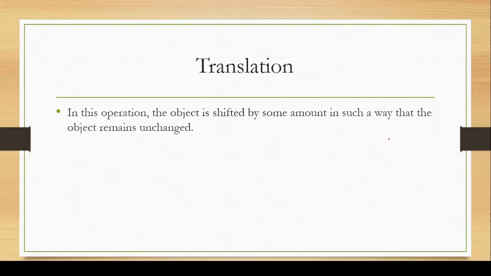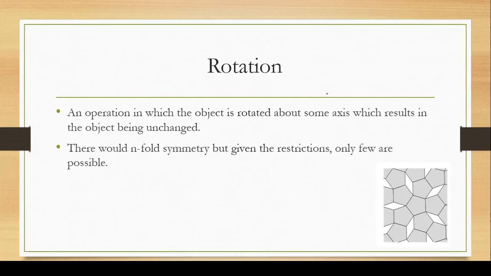So what is translation? Our translation operator just involves shifting that object by a certain amount, and when you shift it, the object remains the same. So if I move the lattice by a certain distance, that lattice should not change, right? And do note this translation property is really important for the next one, which is our rotation. When we rotate our object about some axis, the object should not change, right? It should remain exactly the same.